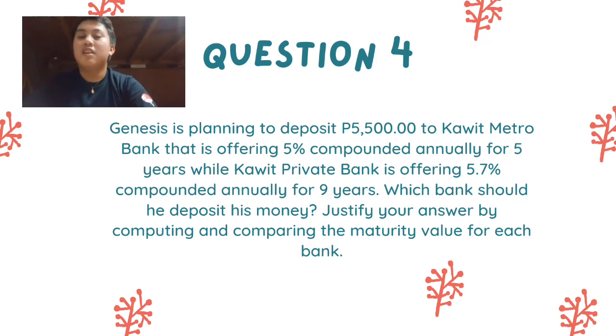So here is the word problem of the day. Genesis is planning to deposit 5,000 pesos to Kawit Metro Bank that is offering 5% compounded annually for 5 years, while Kawit Private Bank is offering 5.7% for 9 years. Which bank should he deposit his money in? Justify your answer by computing and comparing the maturity value for each bank.